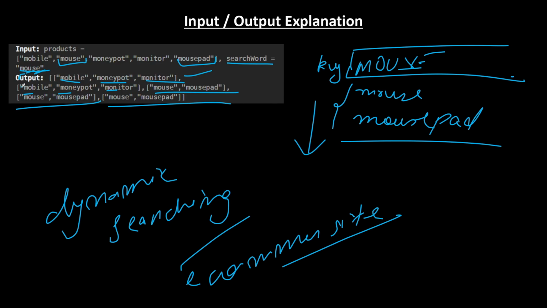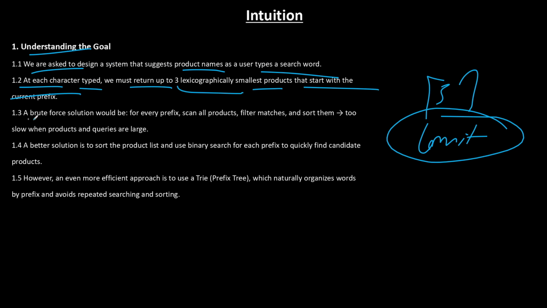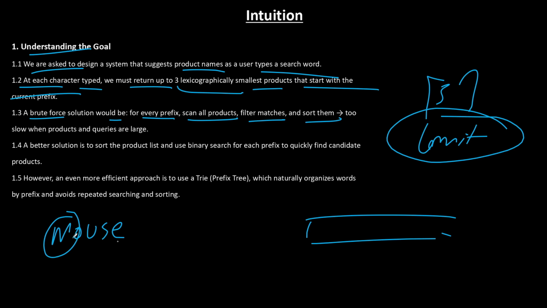If you can see the example previously, here also it was of size 3, right? Now, a brute force solution would be, for every prefix, scan all the products, filter the matches, sort them. Basically, suppose it's "mouse" given to us. I have the product list. First of all, I will sort this lexicographically, it will sort it automatically.